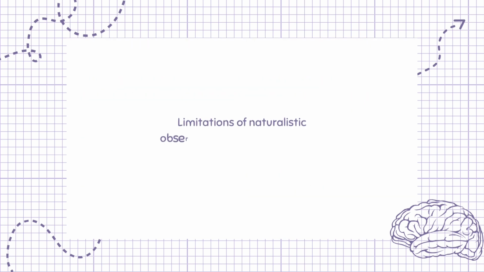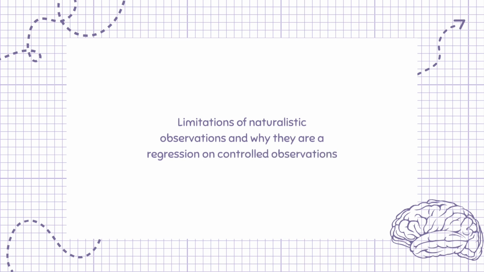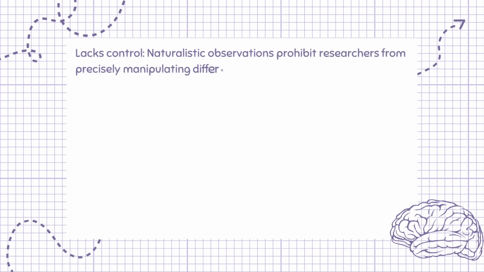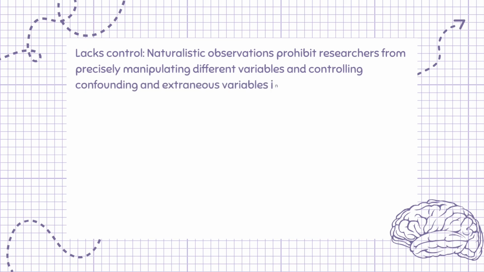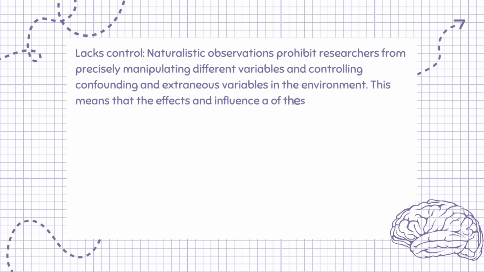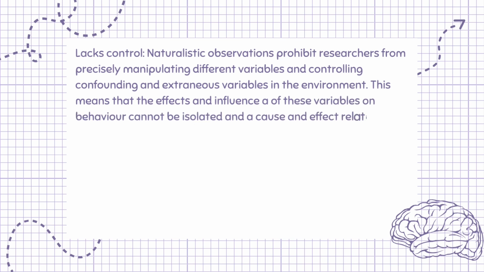Limitations of naturalistic observations and why they are a regression on controlled observations. Lacks control. Naturalistic observations prohibit researchers from precisely manipulating different variables and controlling confounding and extraneous variables in the environment. This means that the effects and influence of these variables on behavior cannot be isolated and a cause and effect relationship cannot be established. Observer bias.